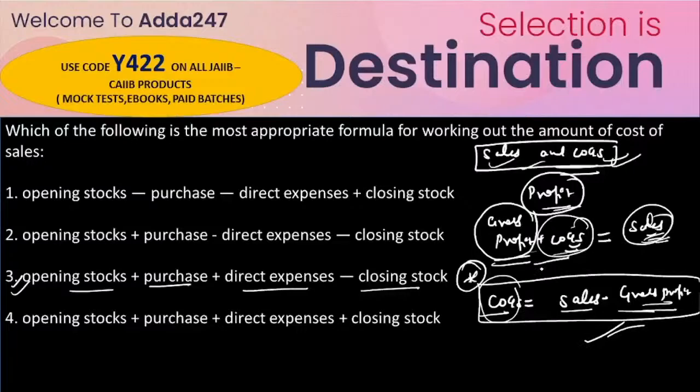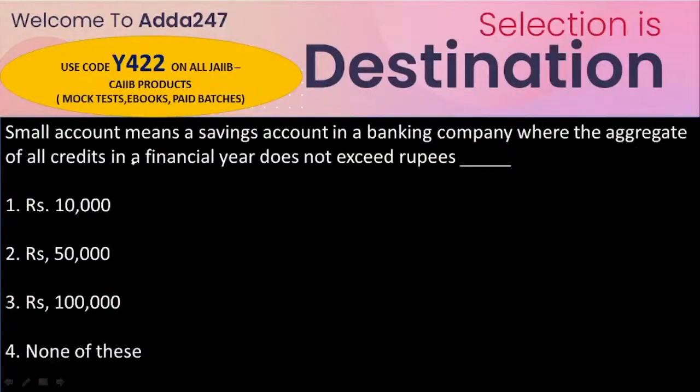Now just understand another question. The next question is related to a small account, which means a savings account in a banking company where the aggregate of all credits in a financial year does not exceed how many rupees. So we have to find out the answer here. There are some basic features related to a small account that we should all know. The aggregate of all credits should not exceed, in case of a small account, 1 lakh rupees.